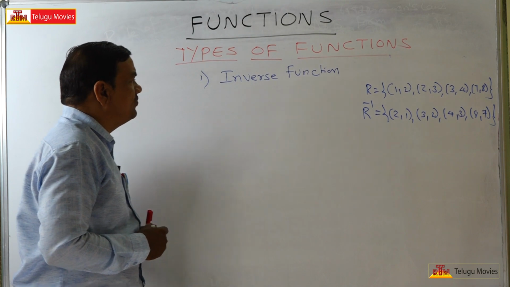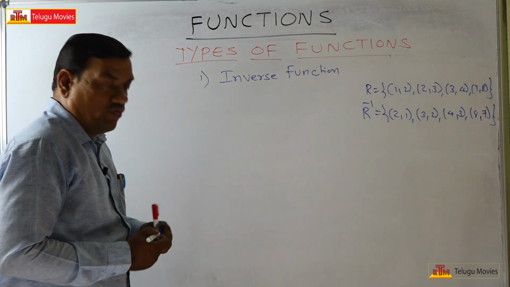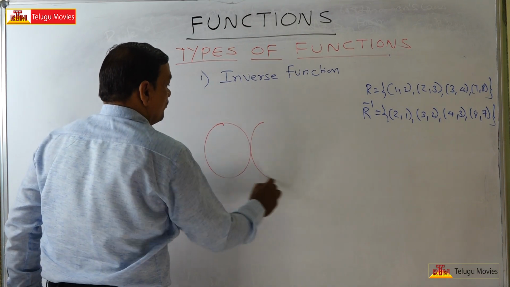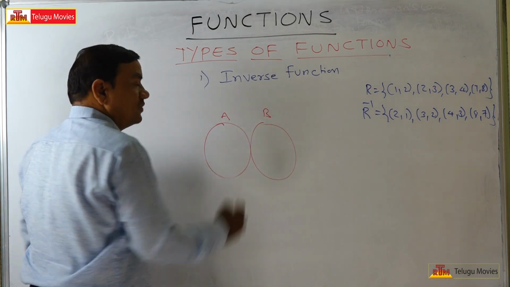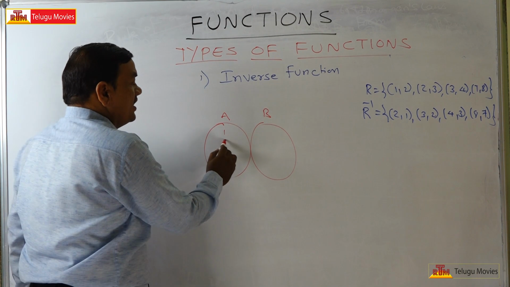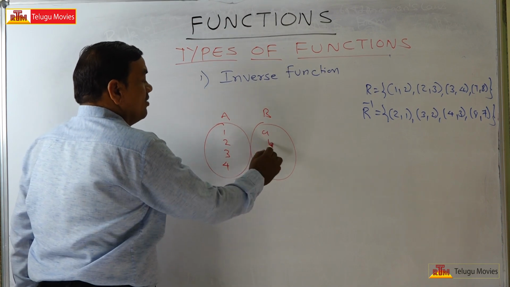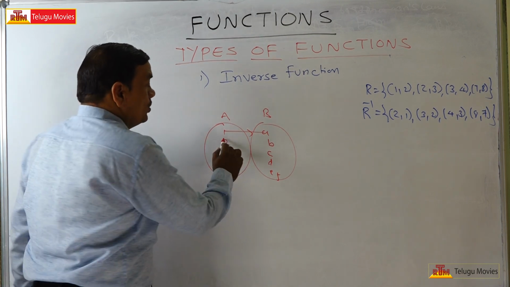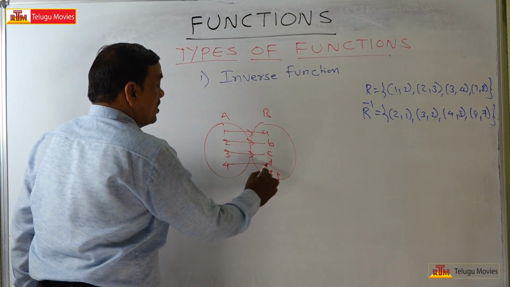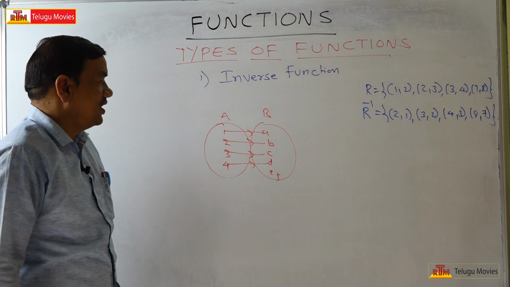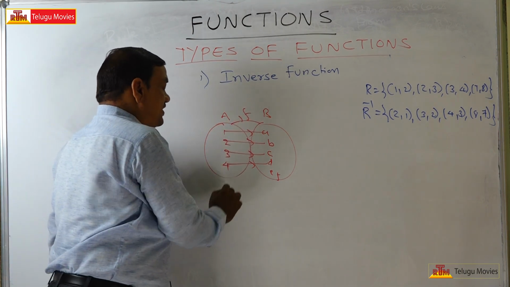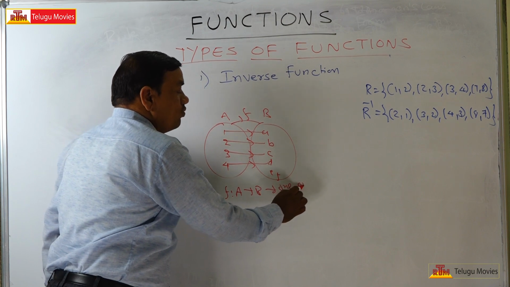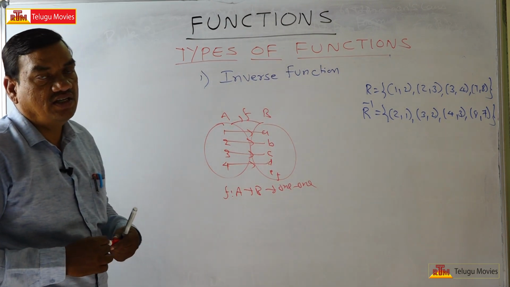Now coming to inverse function, for example, you take one example. So f is equal to A to B. Two sets, let us take A is {1, 2, 3, 4}, B is {A, B, C, D, E, F}. 1 is mapped onto A, 2 is mapped onto B, 3 is mapped onto C, 4 is mapped onto D. Clearly, f is a function from A to B, and moreover it is a one-one function.